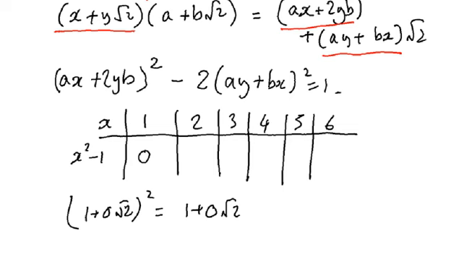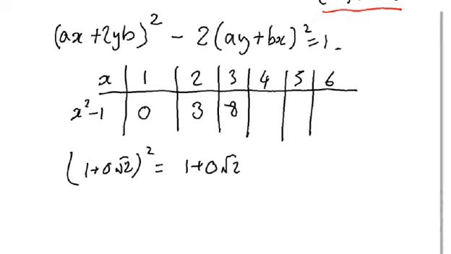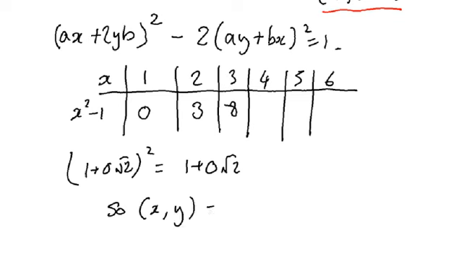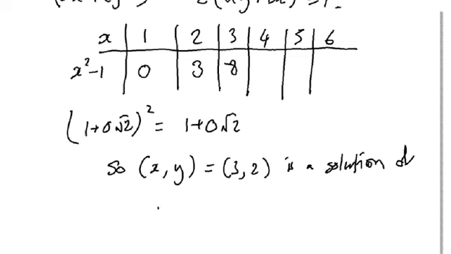Okay, so 2 squared minus 1: 2 squared is 4, minus 1 is 3. 3 squared is 9, minus 1 is 8. Oh, 8 is twice a square, it's 2 times 4. So we do have a solution. So (x, y) equals (3, 2) is a solution of x squared minus 2y squared equals 1.